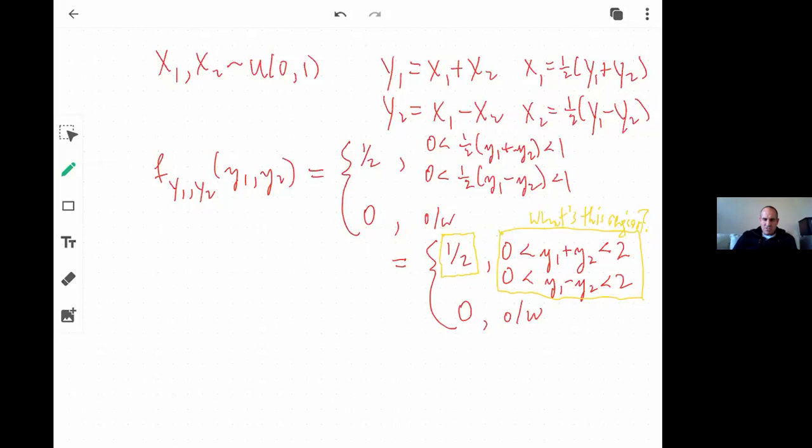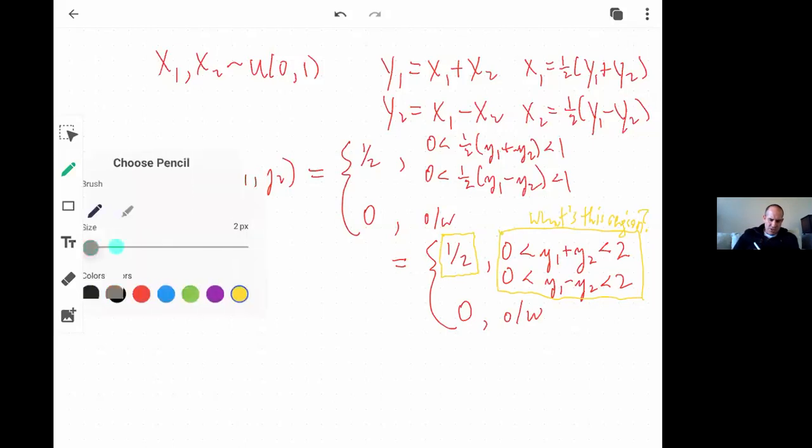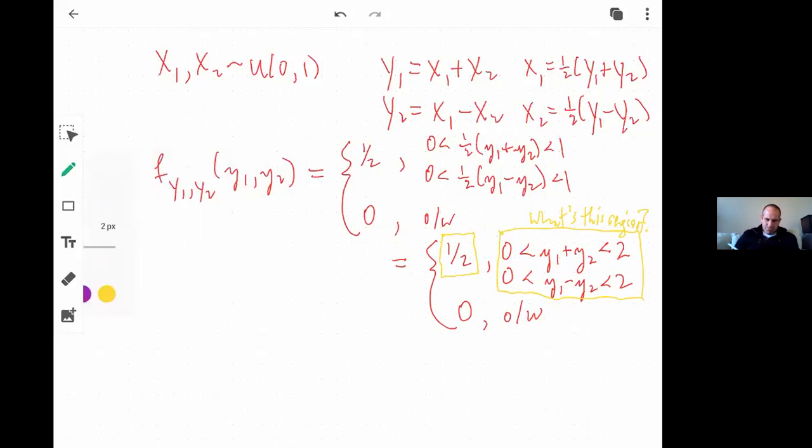And it's kind of weird because we've converted over to different coordinates, y1 and y2. So I'm gonna draw some axes here, and one of these is the y1 axis. Okay, we'll call this the y1 axis, and this is the y2 axis.